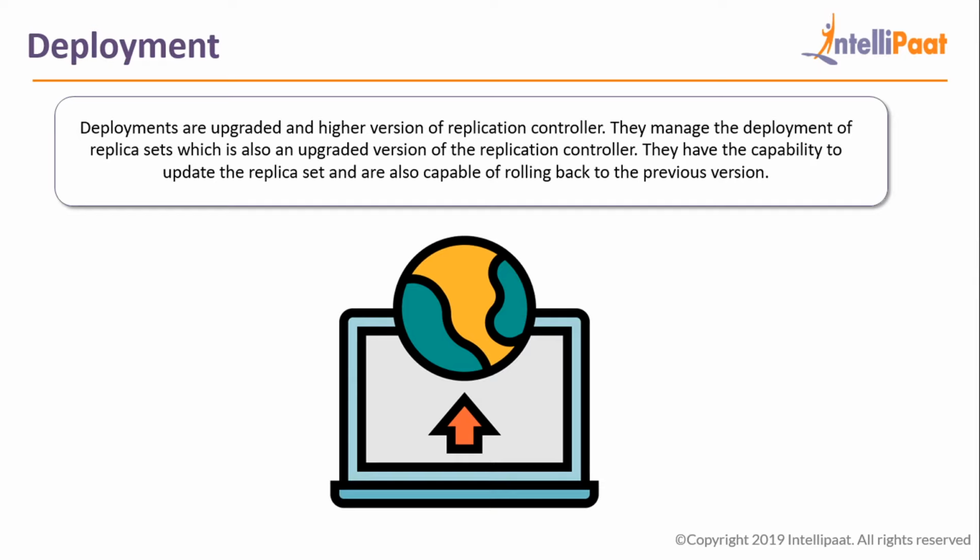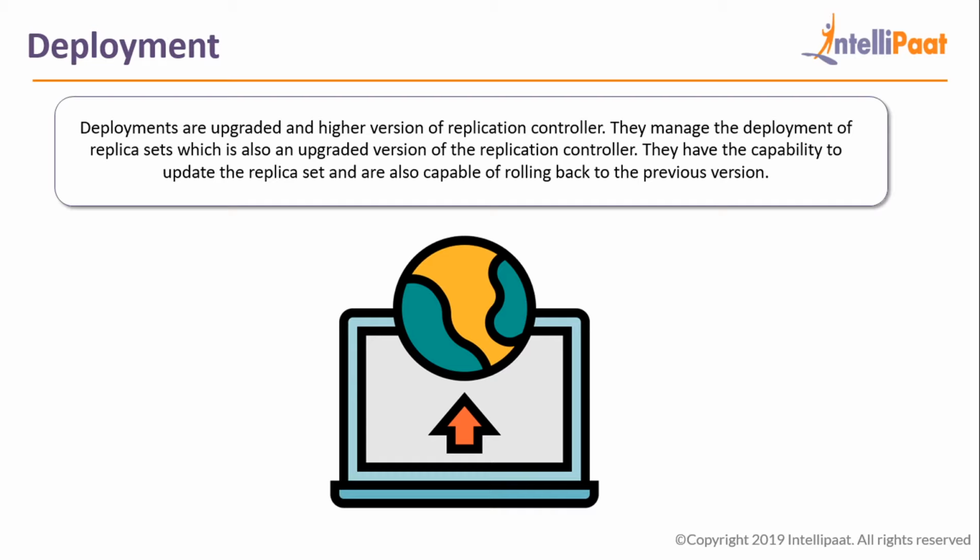Now, deployment is an upgraded version of that. It basically makes sure that your replication is maintained, but it does it with the help of replica sets, which is another upgraded version of the replication controller. They also have the capability to update replica sets and are also capable of rolling back to the previous version. So let's say you're working in an environment, and you have created a web page and you call that image 1, right? And you go through some web application updates and you change the UI somehow, and the second image you call image 2.